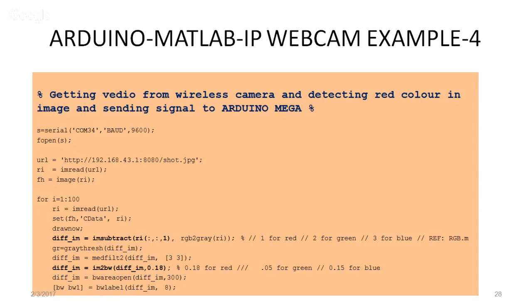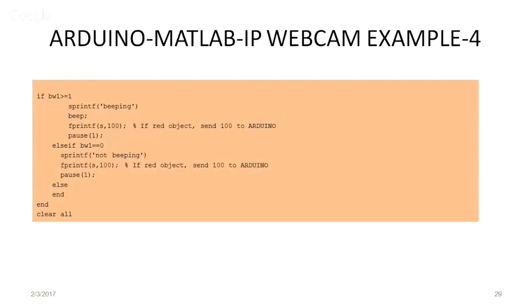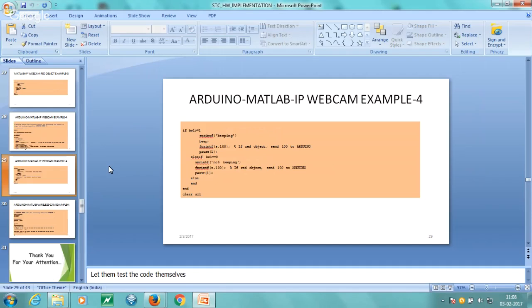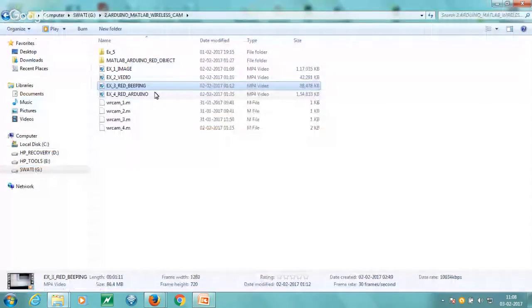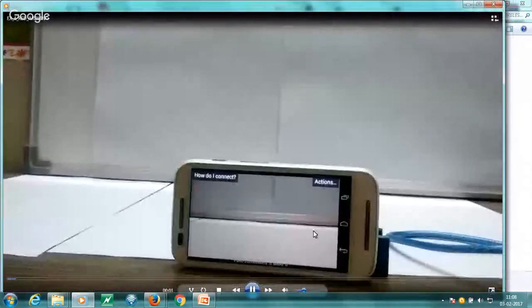For that purpose, I have a simple example. You can see in this area, everything is just like your previous one, and in this area we just put your fprintf command. If there is a red color in your image, you will put fprintf. That means you are sending a value to your Arduino board. That is the value 100. 100 is for a red object. If it is not a red object, you will send some other value. It will be 101. Sorry, there is a mistake over here. It should be 101.